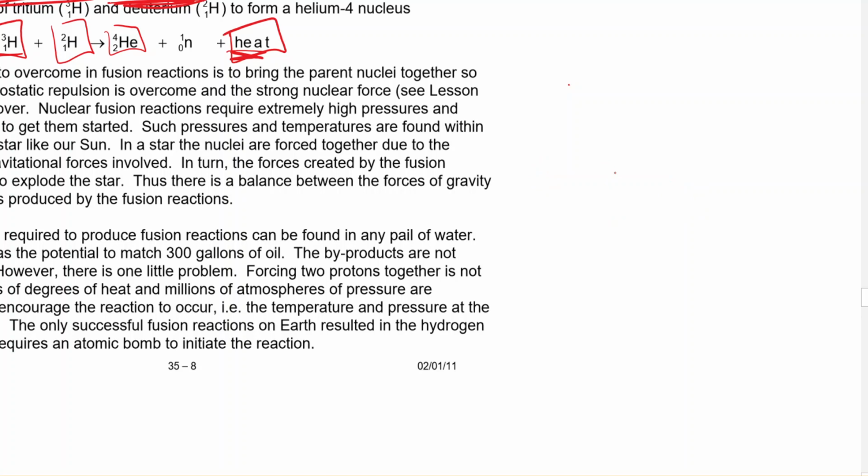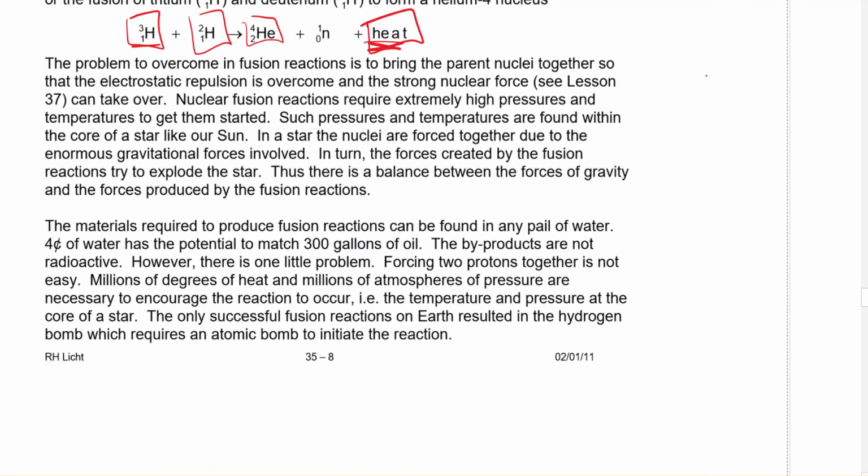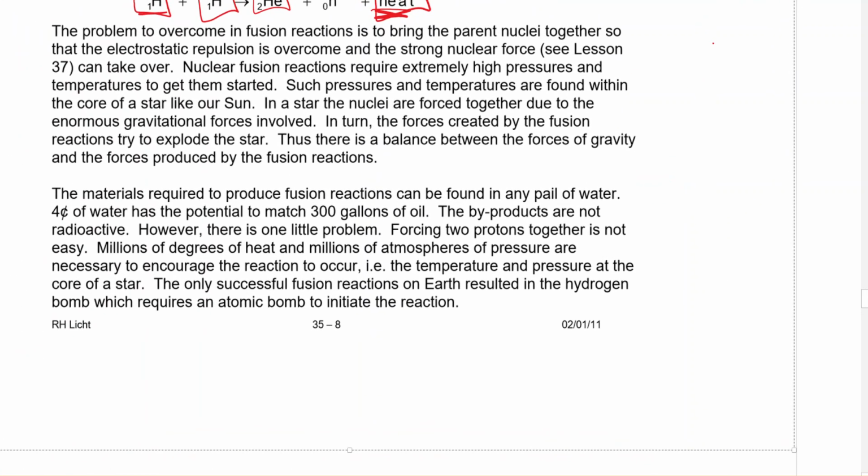Except for hydrogen. And some helium, I guess. So those things started at the Big Bang. But everything else. All right. Okay, anyway, that was a bit of a tangent. All right, so the materials required to produce fusion reactions can be found in anything, right? So in a pail of water. If you just took 4 cents of water, that actually has the potential to match 300 gallons of oil for the amount of energy that it produces.